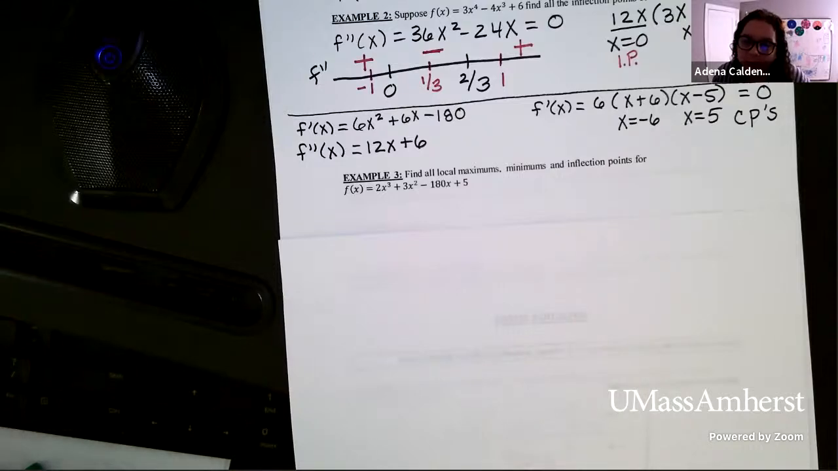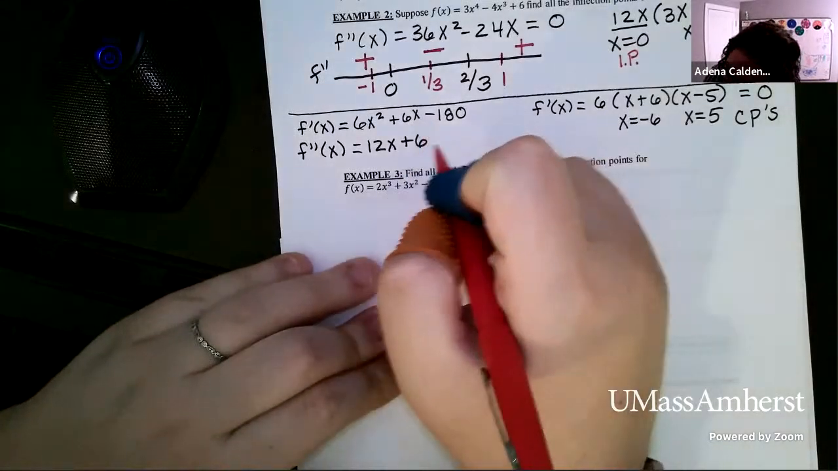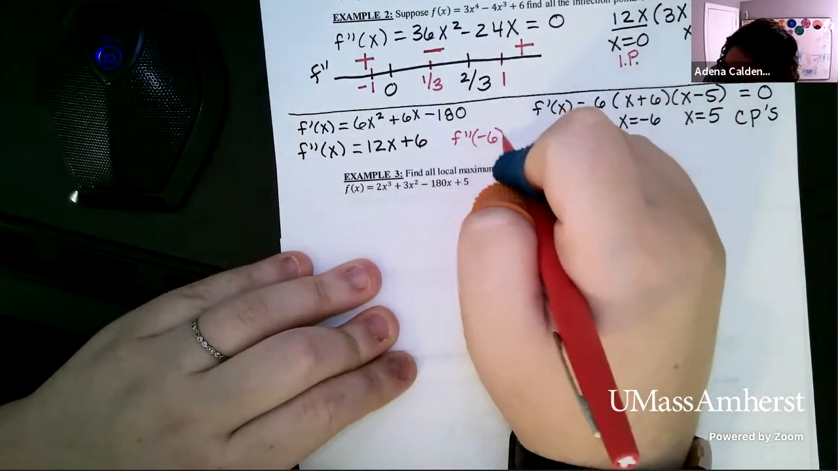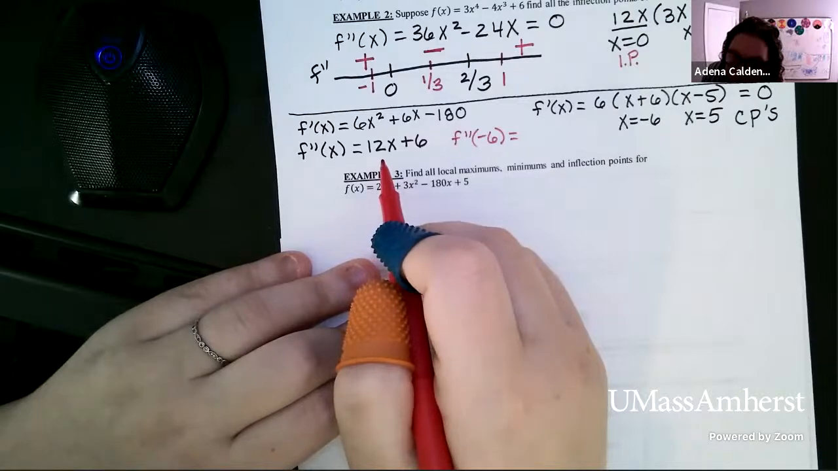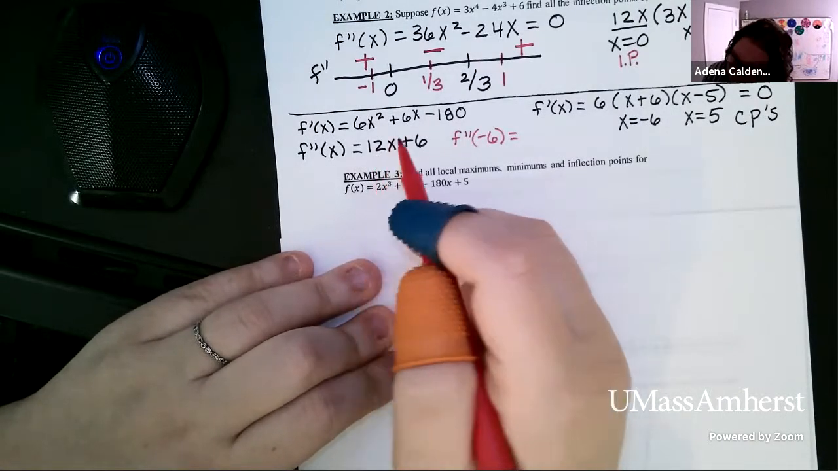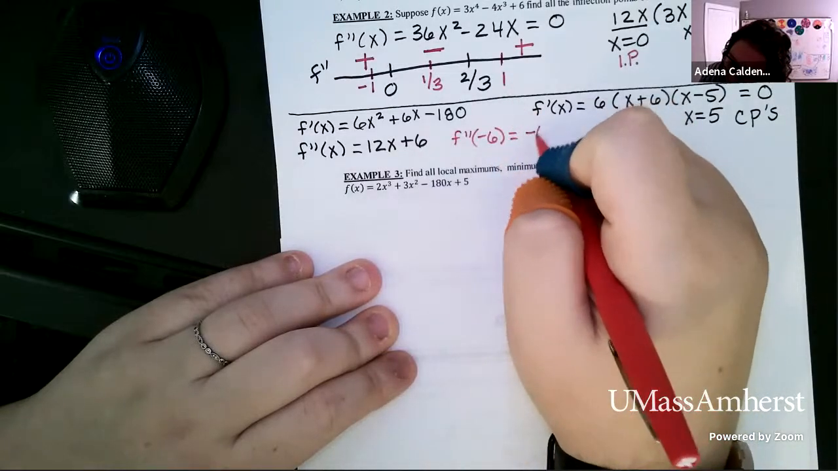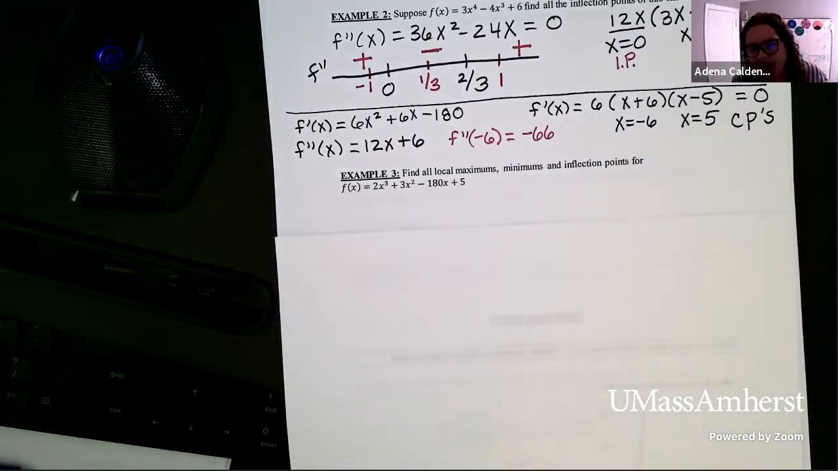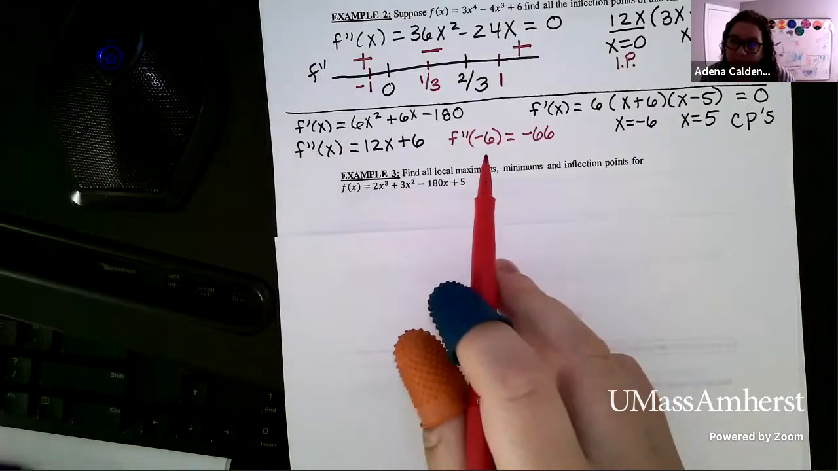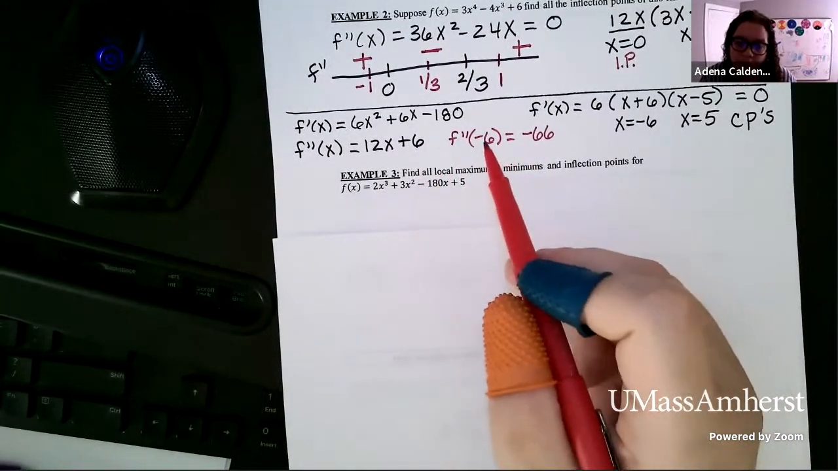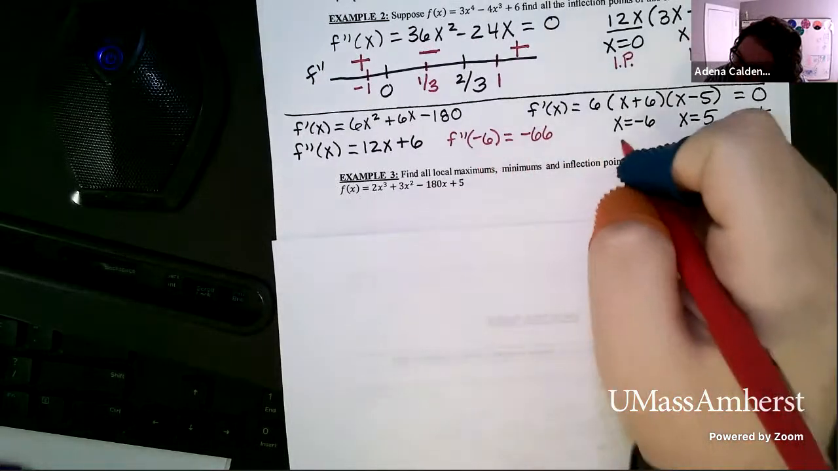For the second derivative test, I plug each of my critical points into the second derivative to determine the sign. If I plug in negative 6, I get negative 6 times 12, which is negative 72, plus 6, which gives me negative 66. What matters is that I get something negative. If your second derivative is negative, the original function is concave down, which means your critical point is a local max.